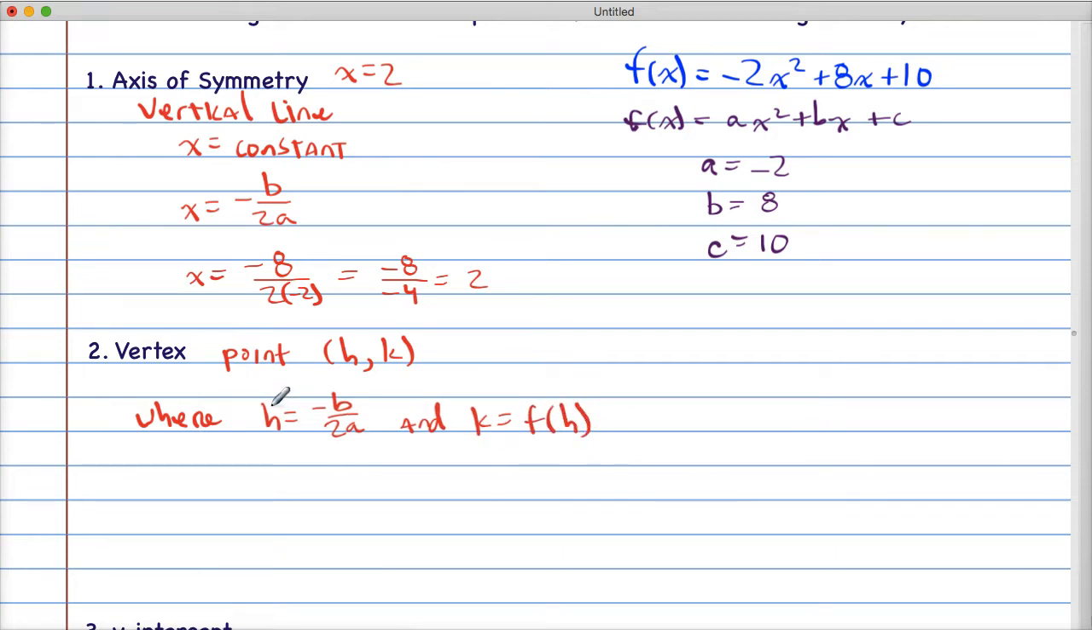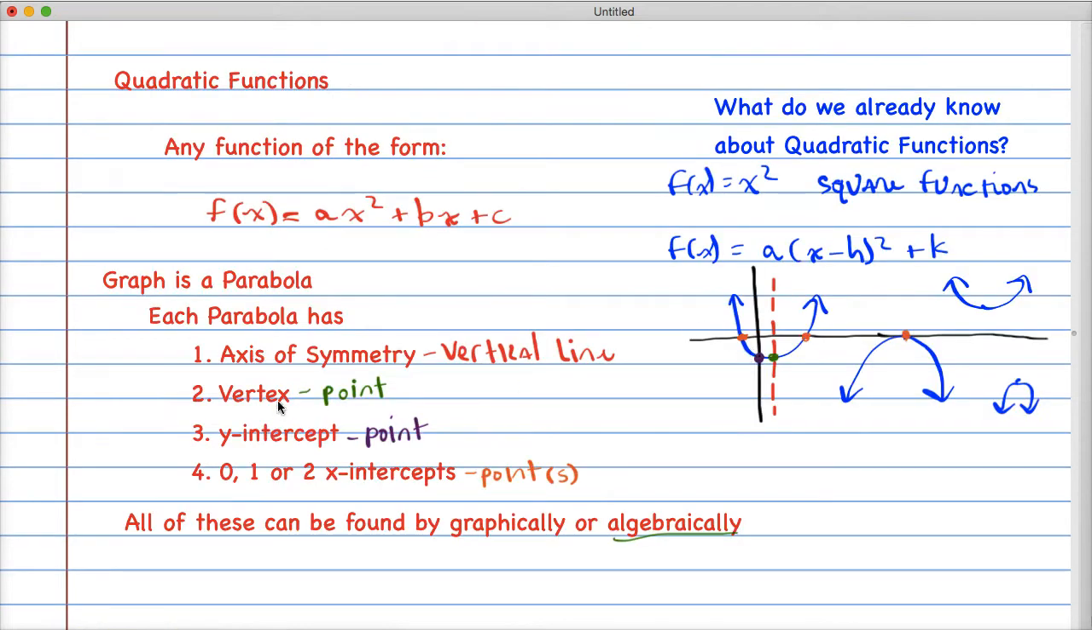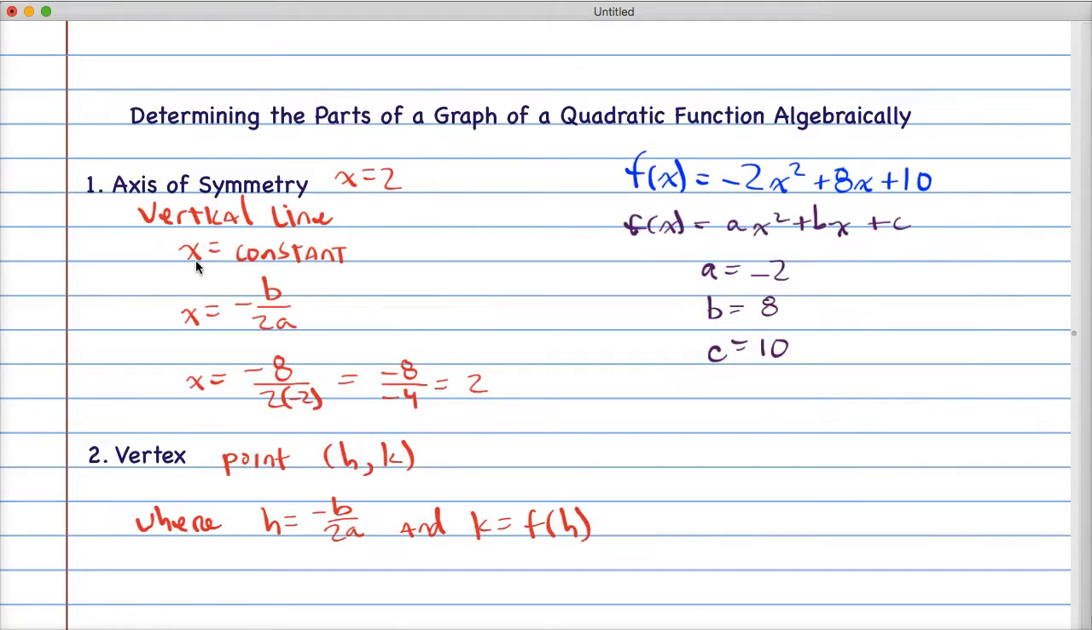So this makes sense from what we drew in on the previous page. The vertex is a point, and it's a point where the axis of symmetry crosses the parabola. So the x-coordinate of that point is on the axis of symmetry. So if I've already determined the axis of symmetry, I've determined all x-coordinates of any point that's on that line. So I've already figured out what h is, right? I've already figured out what negative b over 2a is. So here I can say h equals 2.